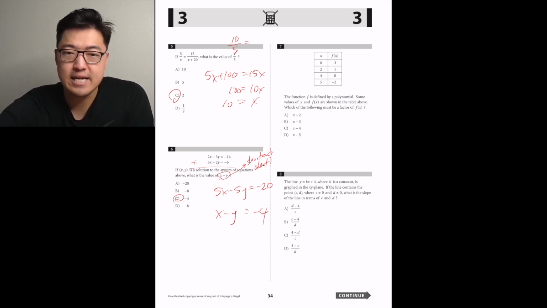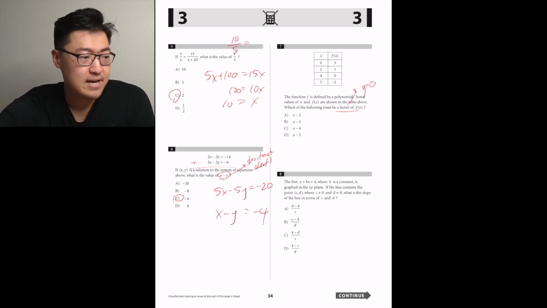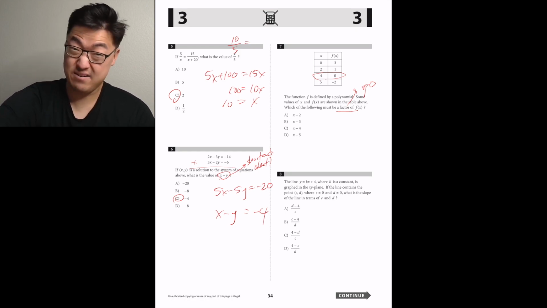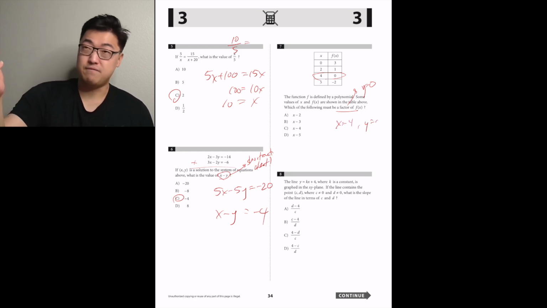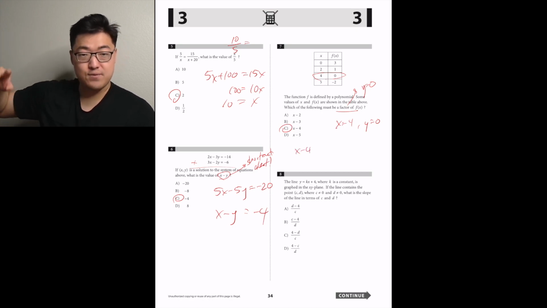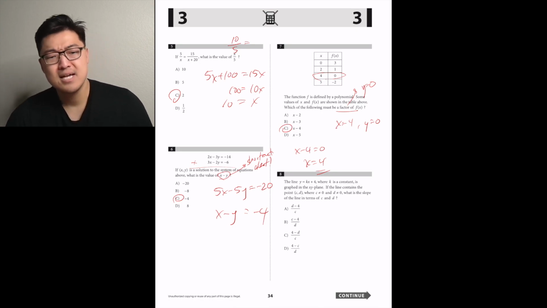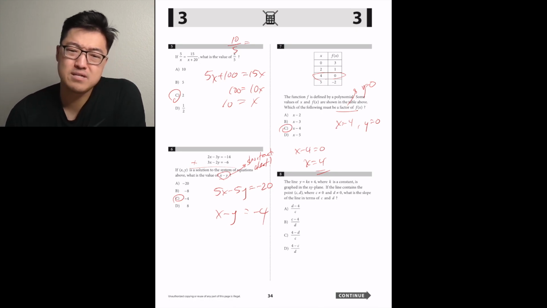7. The function f is defined by a polynomial. Some values of x and f of x are shown in the table above. Which of the following must be a factor of f of x? Factoring happens when you set y equal to 0, so this is going to be when f of x is 0. They tell me that x is 4. If you're getting a quadratic where x is 4 when y is 0, then it would factor into x minus 4 equals 0. That's what would give you x is 4. So C.